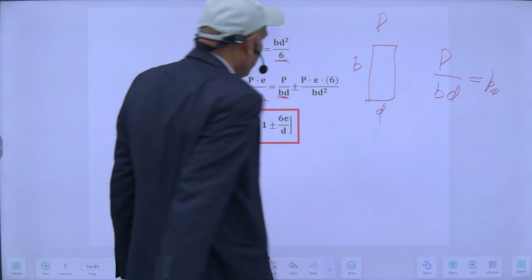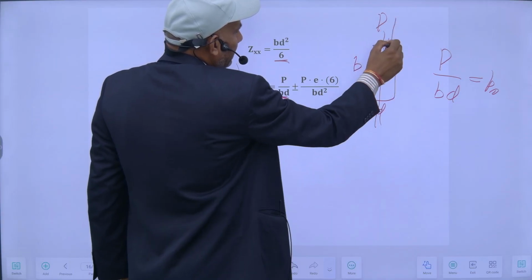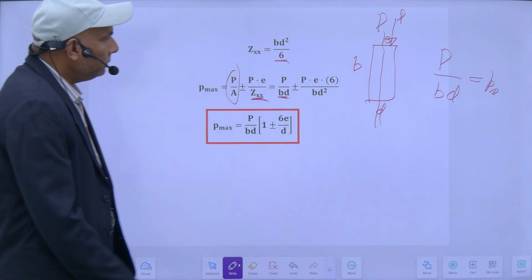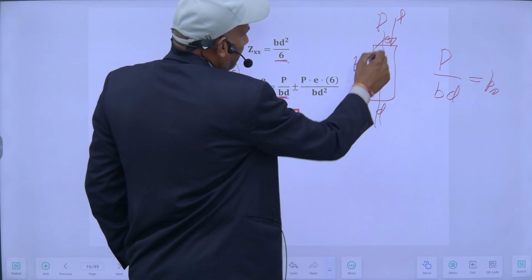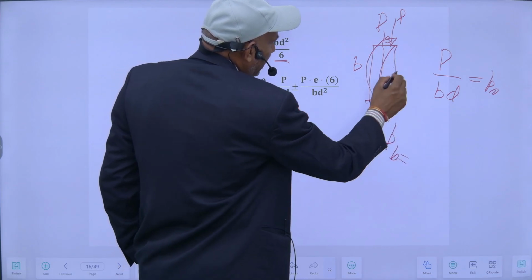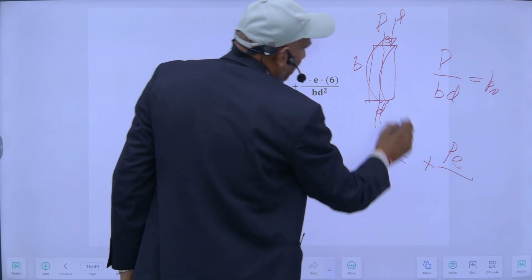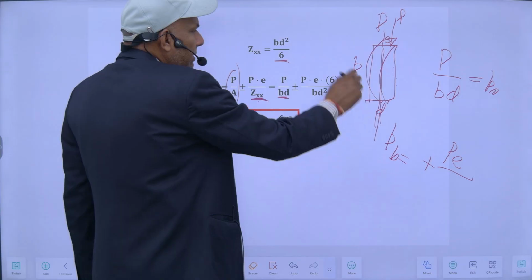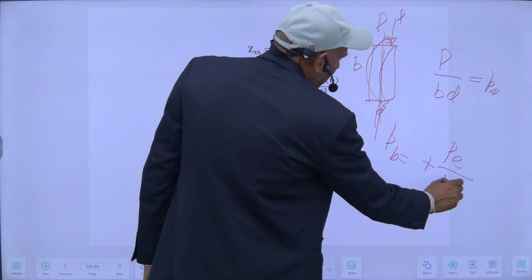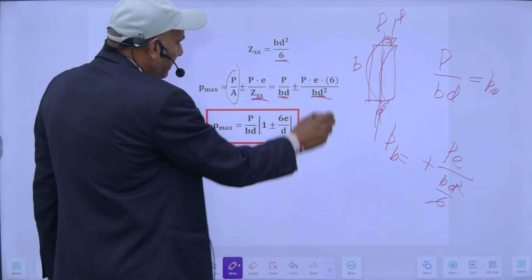This is my direct stress, and my bending stress will be, suppose this load is acting here and there is an eccentricity, so it will bend like this. So compressive stress will be developed here. So my bending stress will be plus here, M upon Z. So M is equal to P into E, and Z is the section modulus about this axis, which is BD square by 6. So it will become 6PE upon BD square.